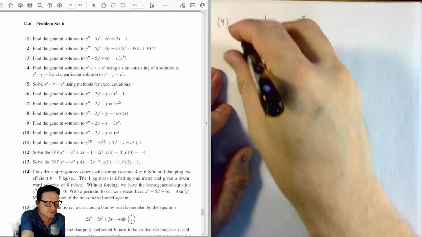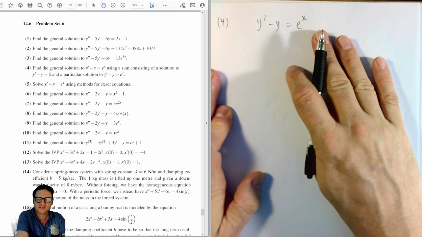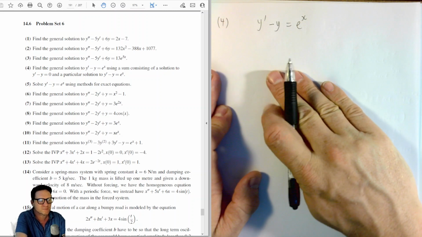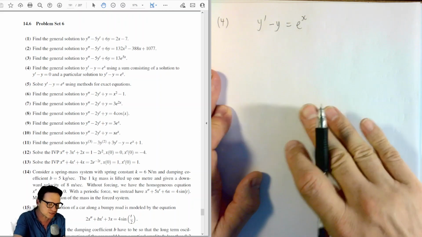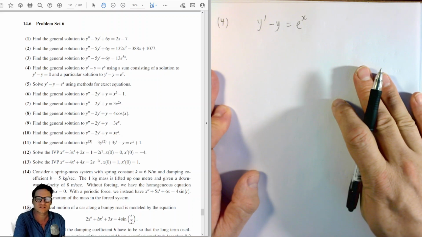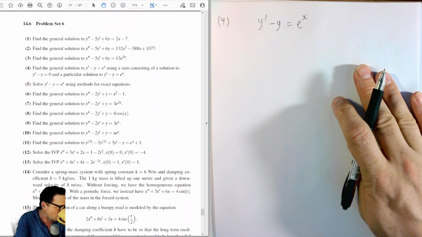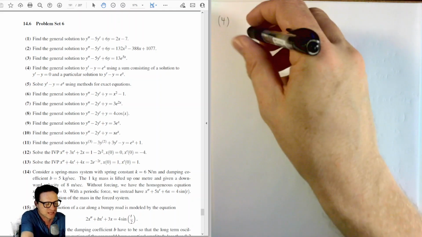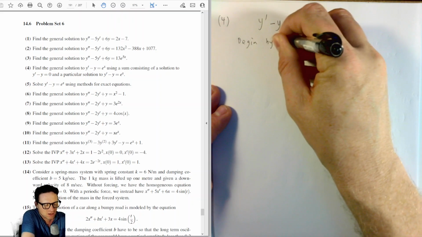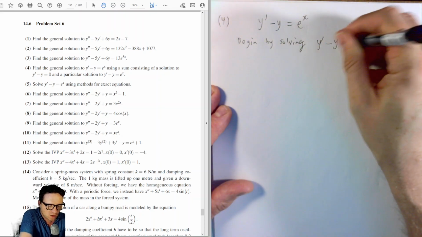All right, so first, let's find a homogeneous solution. Then let's find a particular solution and take a sum of those, because those will be hopefully linearly independent solutions. And so a sum of linearly independent solutions gives us our general solution to this differential equation. Okay, so let's begin. So begin by solving y dash minus y equals 0.